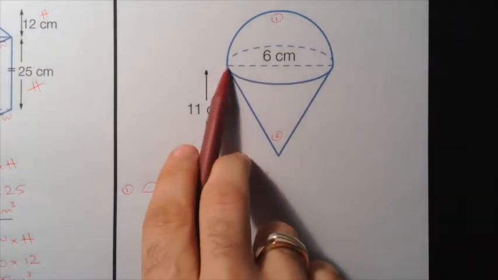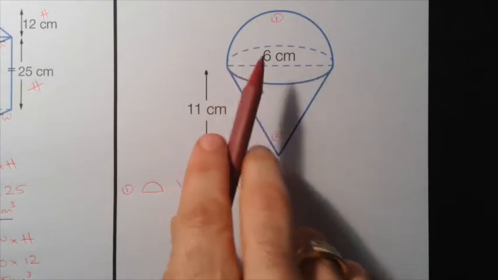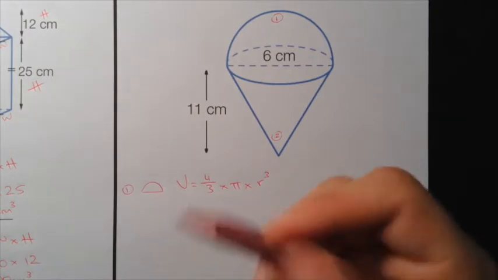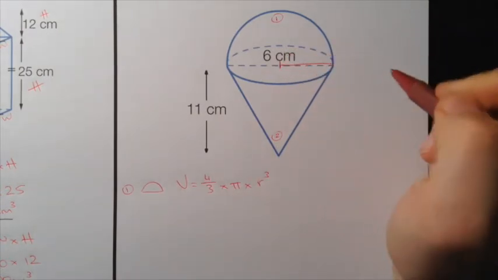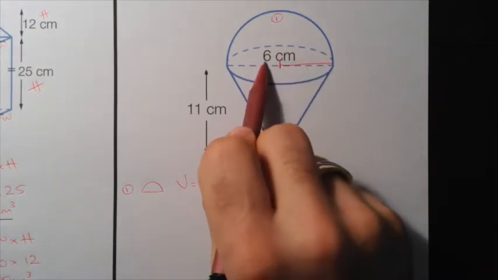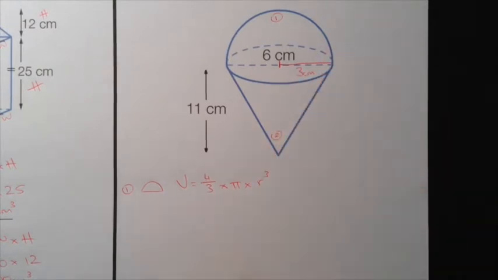Next, we figure out what our radius is from our question above. Now, if we look carefully, we are given the length of the whole circle, from one side of our sphere to the other side. That's called our diameter. All we need to know is half of this, from the middle to one side. To work out our radius, we simply divide this number by 2. So 6 divided by 2 is 3 centimeters.